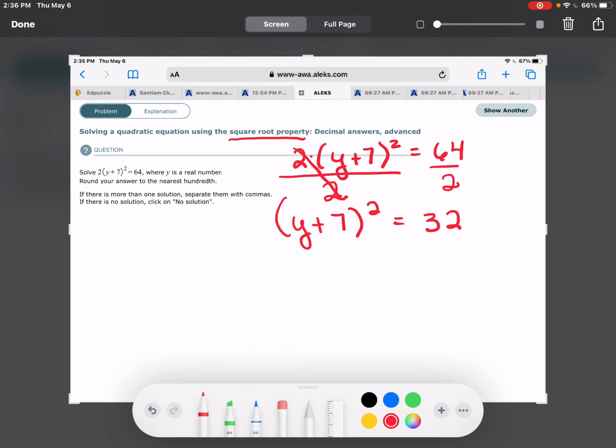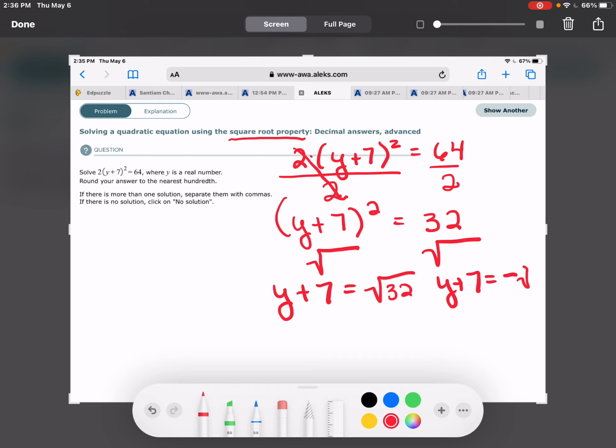Now that we have y plus 7 squared, everything on the left is squared. We're going to square root both sides and end up with y plus 7 equals the square root of 32. But we also have y plus 7 equals the negative square root of 32. So we need to finish solving this.